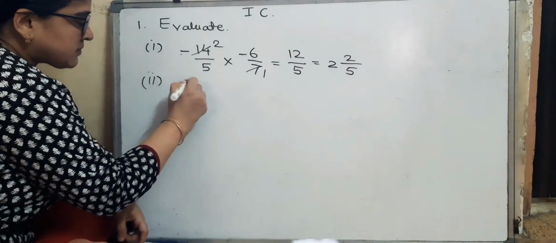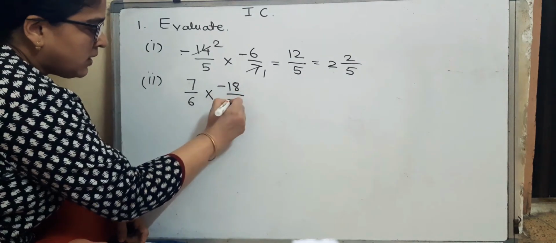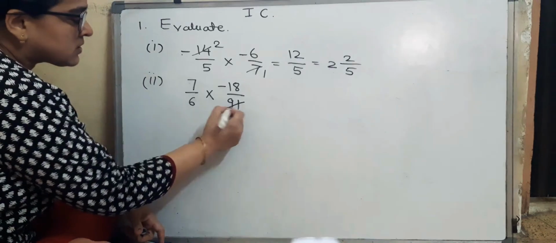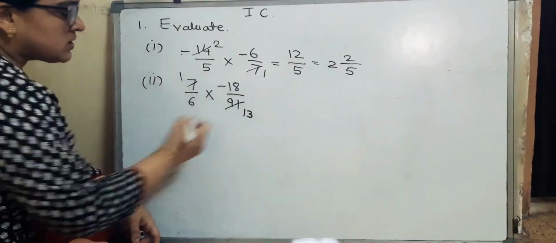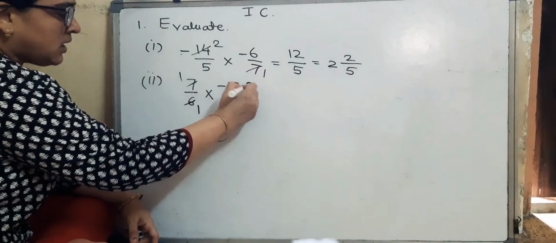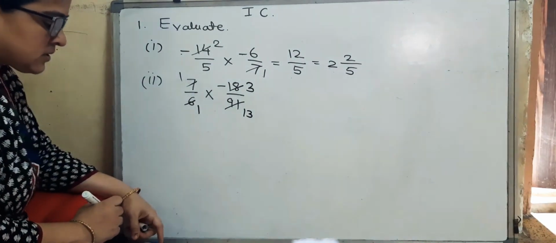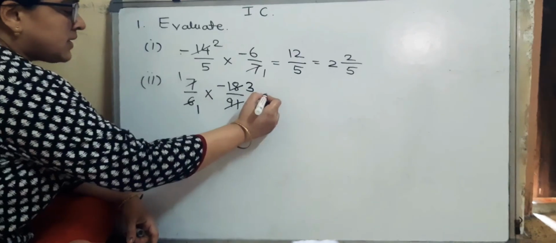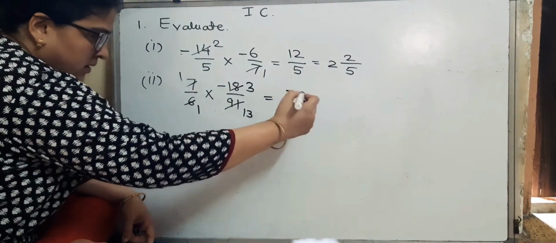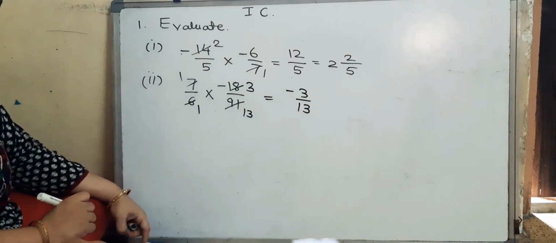Now second question. 7 upon 6 multiplied by minus 18 upon 91. Now here 91 comes in the 7th table. 7 ones are 7, 7 thirteens are 91. Now 6 ones are 6, 6 twos are 12, 6 threes are 18. The answer is minus 3 upon 13.